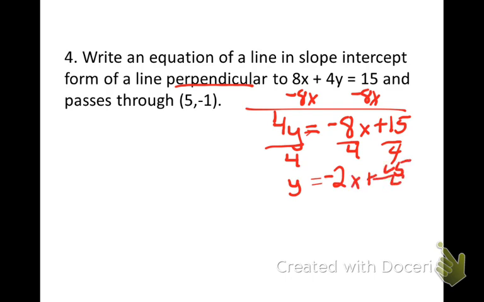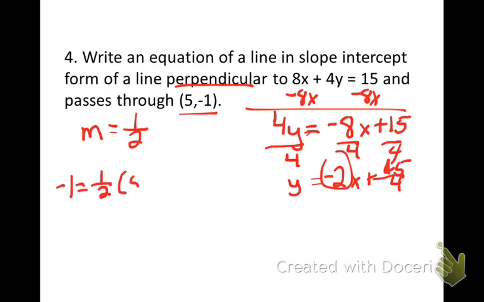I don't really care what this is over here. So this is what I'm interested in. So again, I'm doing perpendicular, so what's the opposite reciprocal of negative 2? Well, it's going to be positive 1/2. So that is going to be my new slope, 1/2. So I'm going to use that with this ordered pair. So negative 1 equals 1/2 times 5 plus b.